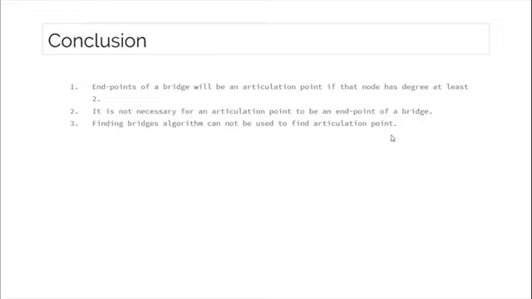This was important to explain before going to explain the algorithm for finding articulation points. The reason is that there is a lot of similarity between articulation points and bridges. That is why it was important for me to explain what the actual difference is and to what extent there is a relation between cut vertices and cut edges. So this was all for this lecture.